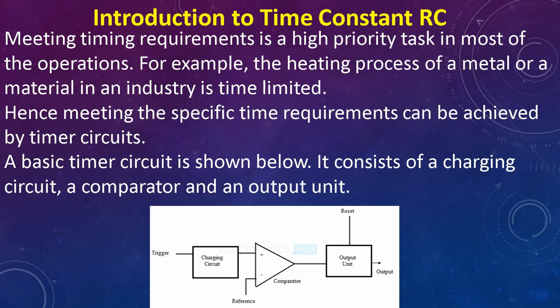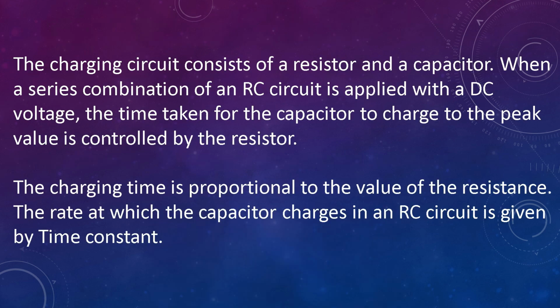Meeting timing requirements is a high priority task in most operations. For example, the heating process of a metal or a material in an industry is time limited. Hence meeting specific time requirements can be achieved by timer circuits. A basic timer circuit is shown below. It consists of a charging circuit, a comparator, and an output unit. The charging circuit consists of a resistor and a capacitor.